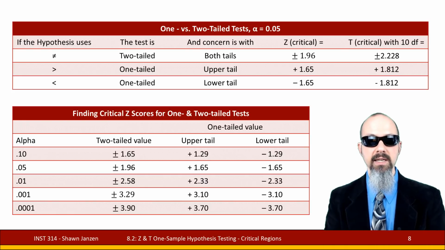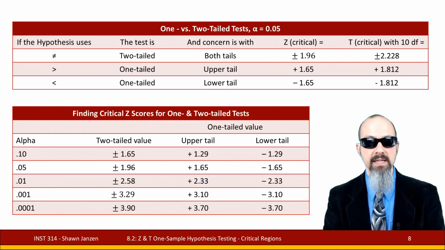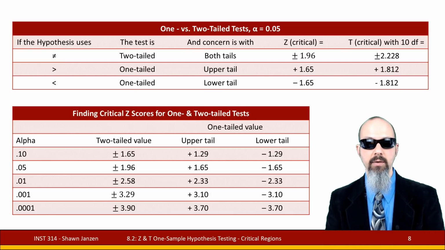This is because t is working to approximate z as n becomes large, so it's going to be larger than its z-critical value counterparts. But as the sample size becomes larger, so too will our degrees of freedom, and those critical values for t are going to become closer and closer to their z counterparts.